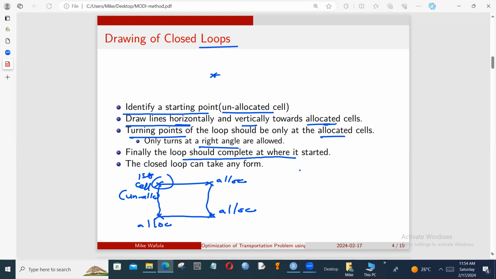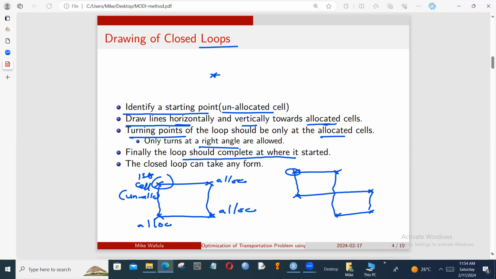A closed loop will also be taking maybe this kind of shape. It can even take such kind of thing. It can be even this way. This can also be a loop.